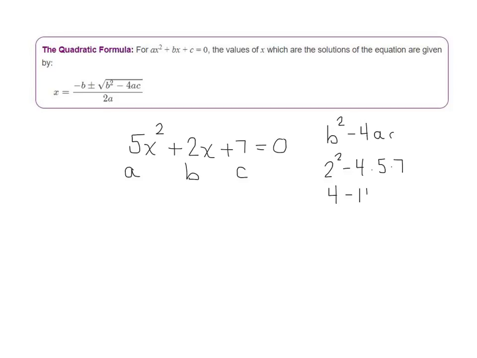And what you notice is happening here is we have a negative discriminant. 4 minus 140 is negative 136. Well, there is not a real square root of negative 136. Rather, since that is underneath the radical, this is going to be where we're going to get two non-real solutions, because we're going to end up with an i in our solutions.